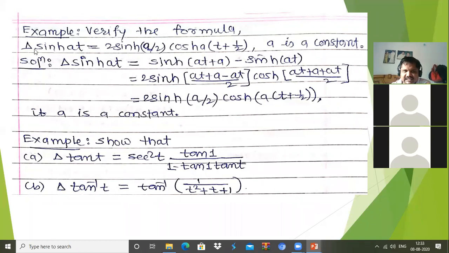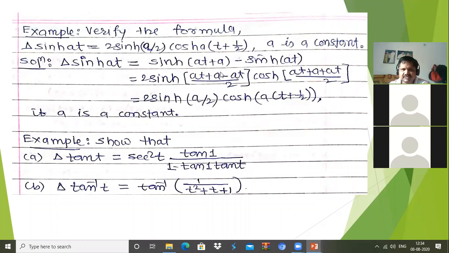If you want to find delta of sin hat, what is the derivative of sin hx? The derivative of sin hx is cos hx, and the derivative of cos hx is sin hx. But delta is not the same thing. Delta of sin hat is 2 sin ha by 2 into cos ha t plus 1 by 2, which is the same as what we obtained for delta of sin at. In the same way, you have to find delta of sin hat. Now delta of sin hat is equal to sin h into at plus a minus sin h at, right? t is replaced by t plus 1. Very simple concept.